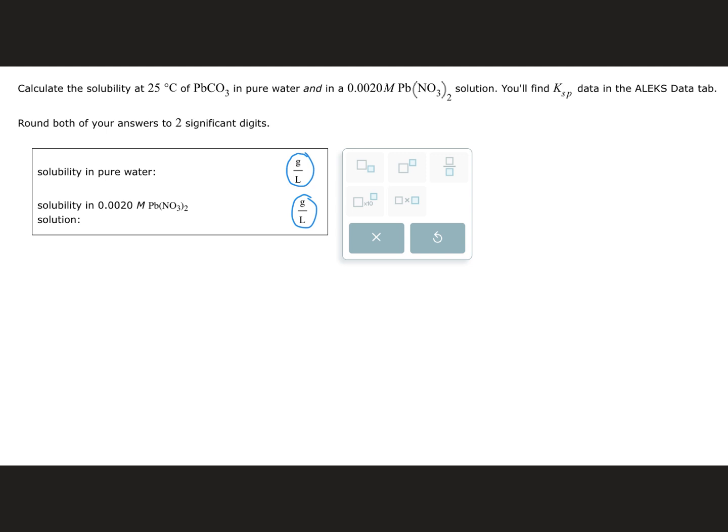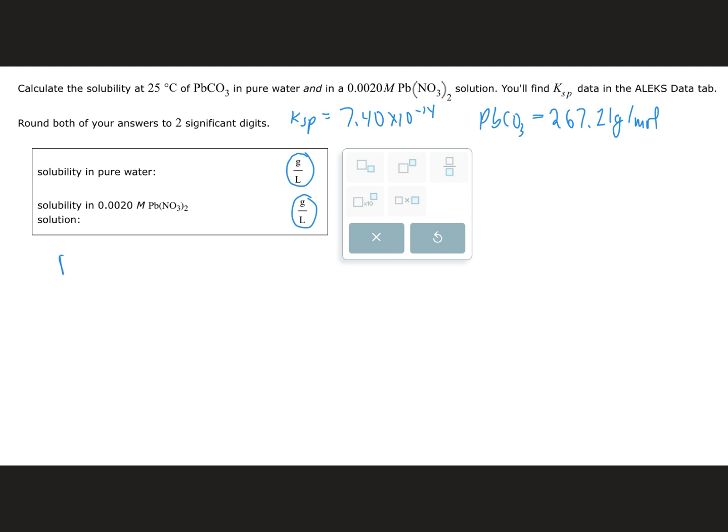And so to get us started, the first thing we need is the KSP of lead carbonate, which is 7.40 times 10 to the minus 14. And the other piece of information that we need to answer this question is that the molar mass of lead carbonate is 267.21 grams per mole, and we'll need that at the end.